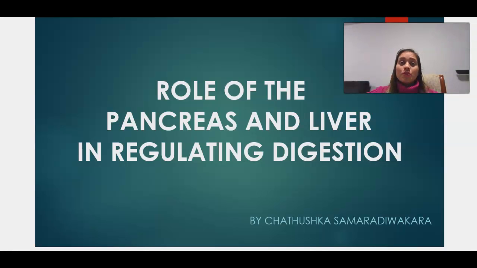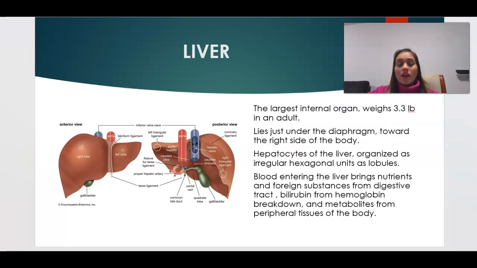Let's talk about the liver first. The liver is the largest internal organ in our body and it weighs 3.3 pounds in an adult. It lies just under the diaphragm towards the right side of the body.